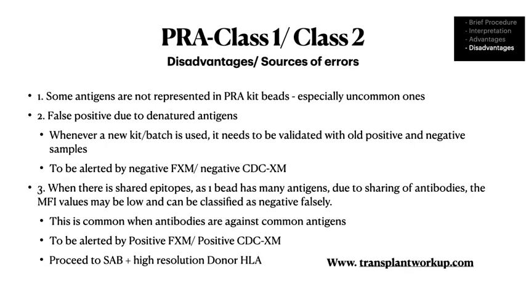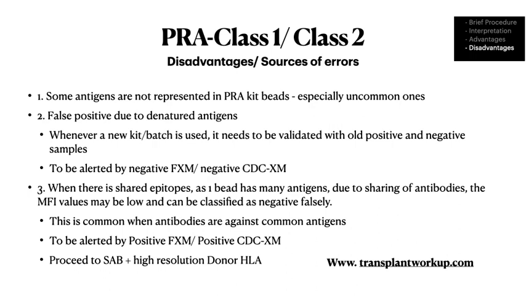So disadvantages of PRA testing and the sources of error: some antigens are not represented in PRA kits. These kits are made mostly for the Caucasian population and the population which commonly is seen in Western countries. They are not specifically made for different regions of the world. HLA distribution can vary widely in different populations, so uncommon ones will be missed, and it may not function very well in countries like Bangladesh, India, where these beads are not specifically made for this population.